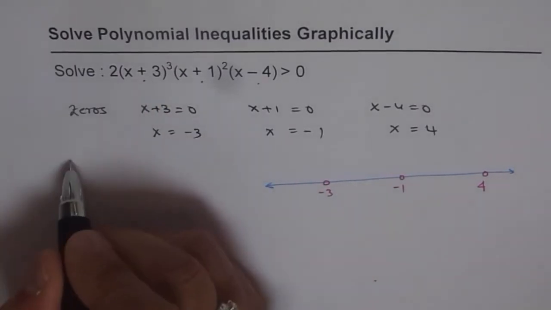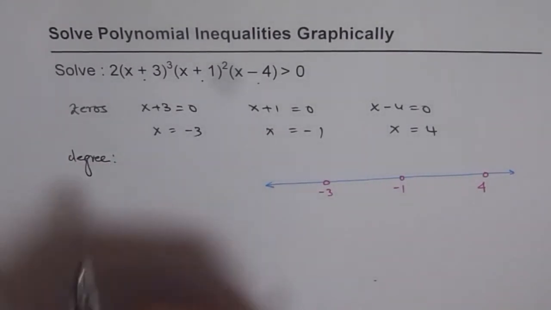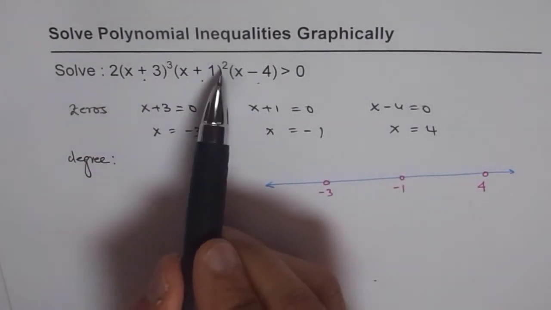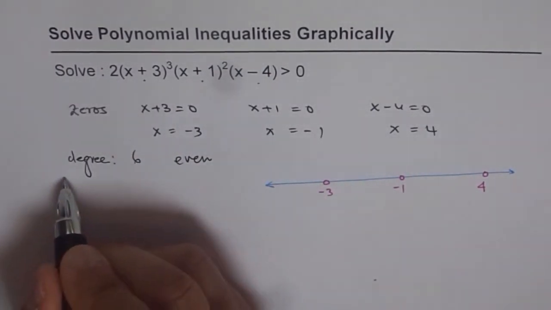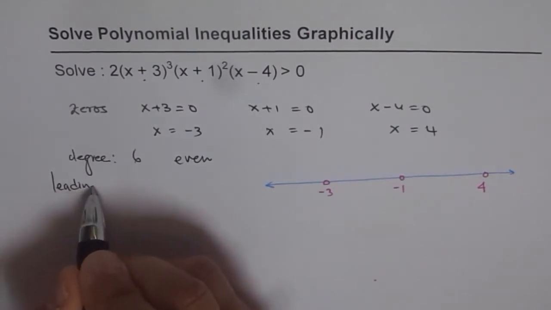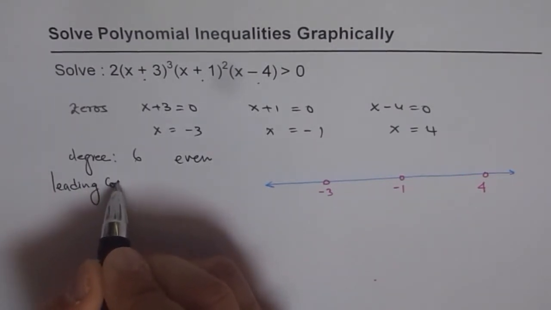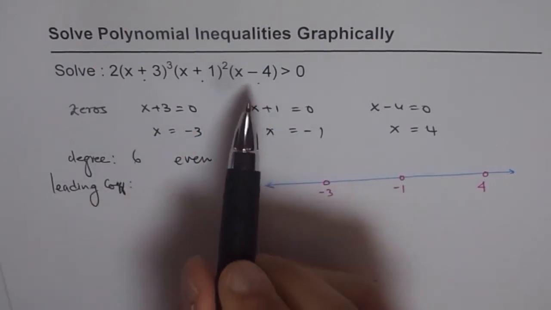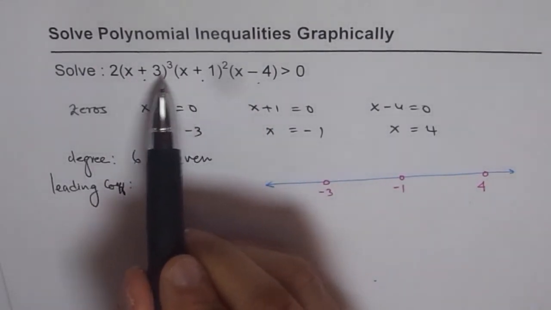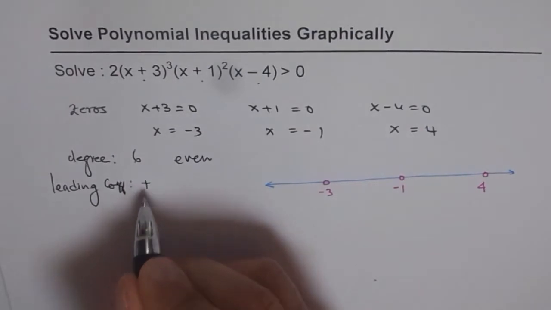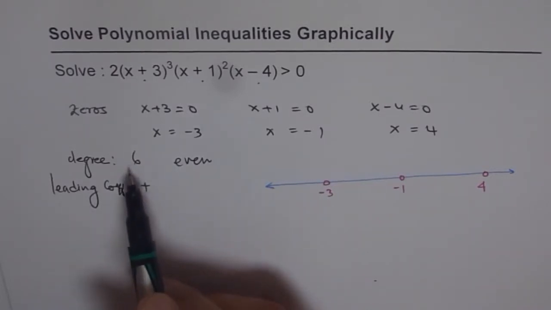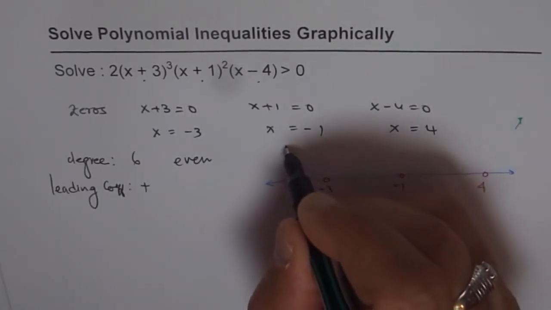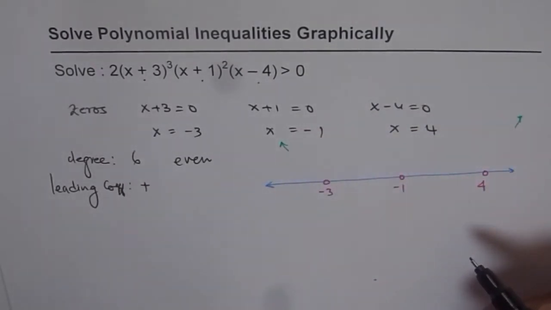What is the degree of the function? Write down the degree. It helps to sketch. Degree is 3 plus 2, 5, plus 1, 6. That means the degree is even. And what is the leading coefficient? You don't have to find the value. In any case, this is 1 times 1 times 1 times 2. It is plus, so plus is enough. In case you have a function whose leading coefficient is positive and is of even degree, that means both ends are up, right? That is what it is.